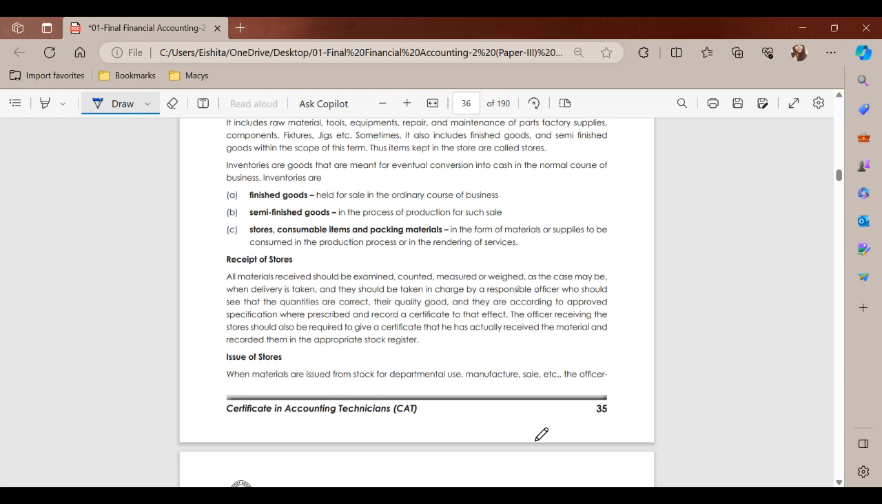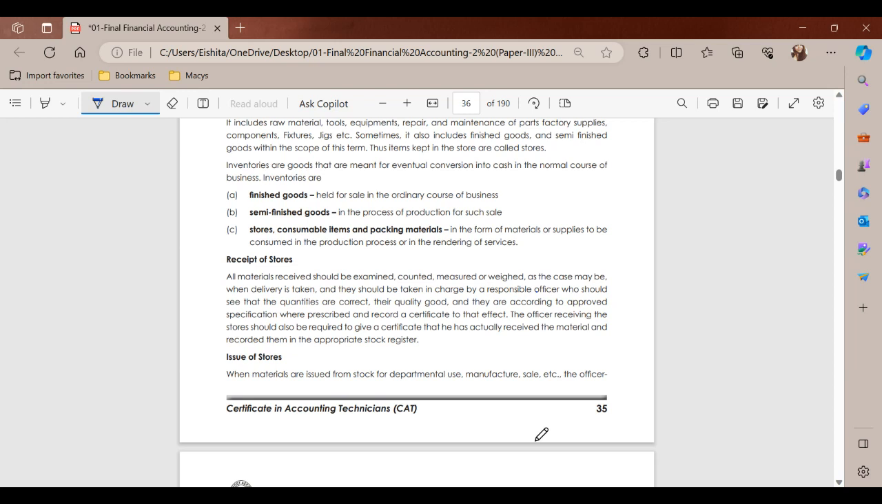First, what you will receive is the receipt of the stores. All material received should be examined, counted, measured, or weighed, as the case may be. So first of all, you will look into the material, weigh it, count it, examine it. Examine is the most important word used here. You will examine the inventory. You will keep the goods which are fit for consumption, and you will not keep the goods which are not fit for consumption.